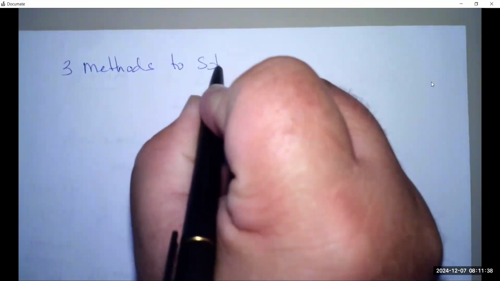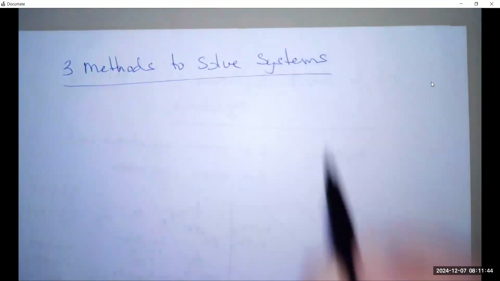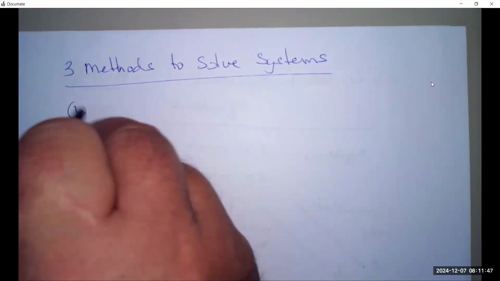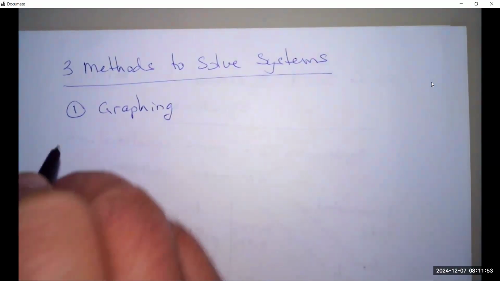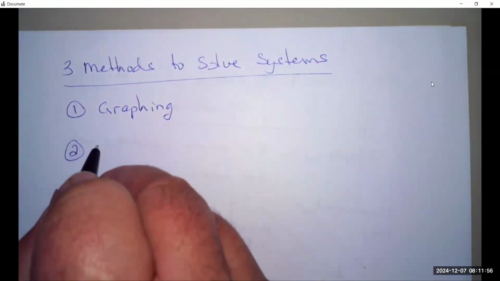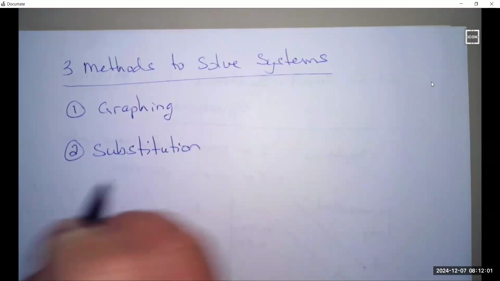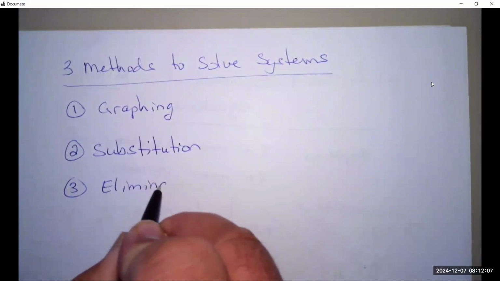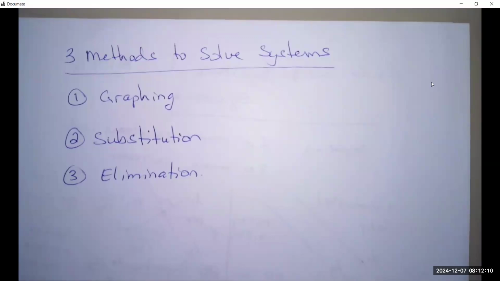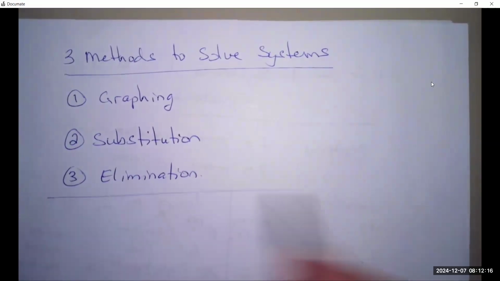So far, we know 3 methods to solve systems. The first one, we can do by graphing. The second, we can do by substitution. The third, by a process called elimination. All right, so let's look at an example here. Let's do a simple one.